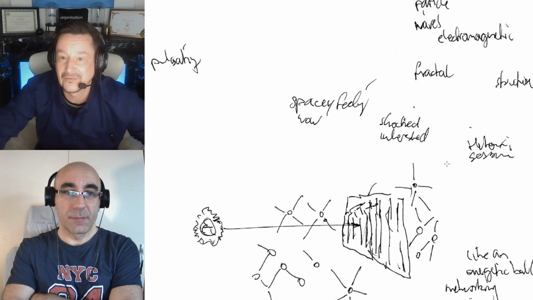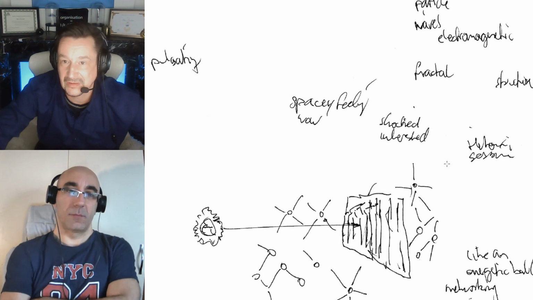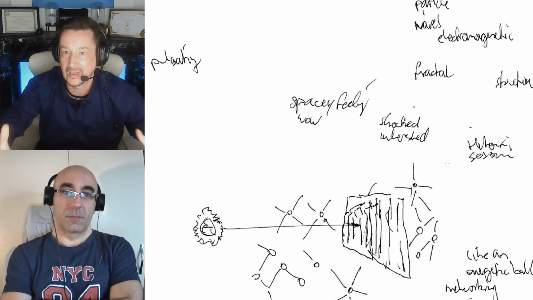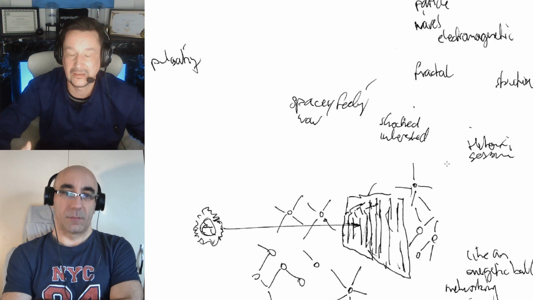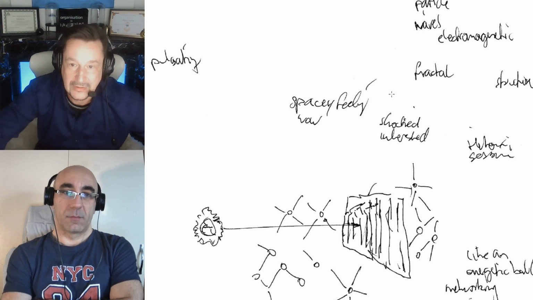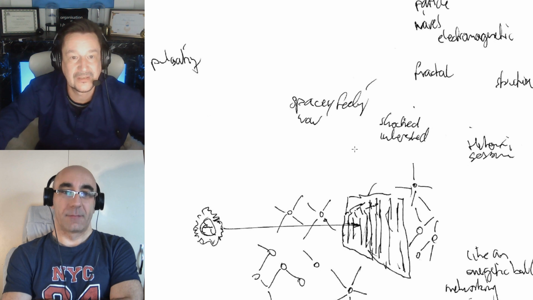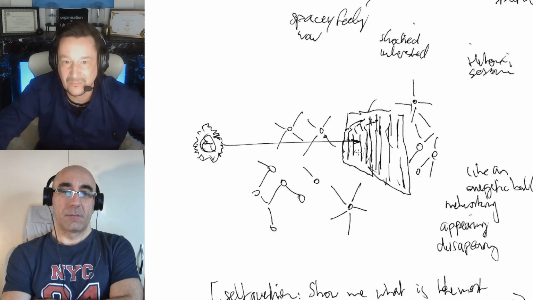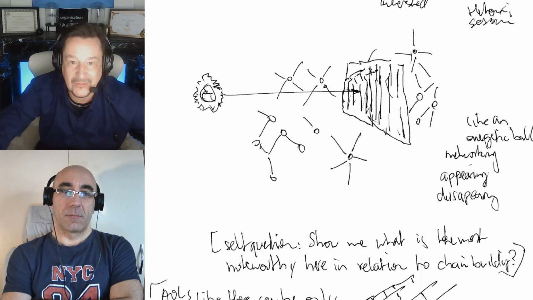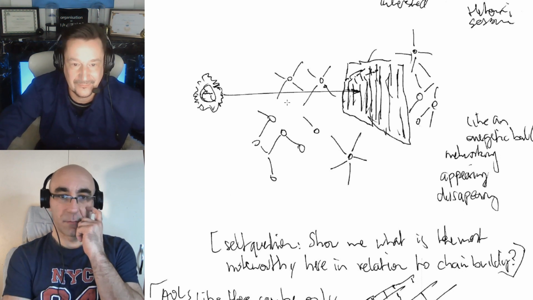I had an AOL from the Hitomi session. Hitomi Akamatsu, when she was, I made a session about Higgs boson particle. I came up here with this sketch. Again, like a particle is going through something, there are more of that, like an energetic ball is networking, appearing and disappearing, you know. It was like appearing and disappearing, maybe several of them.